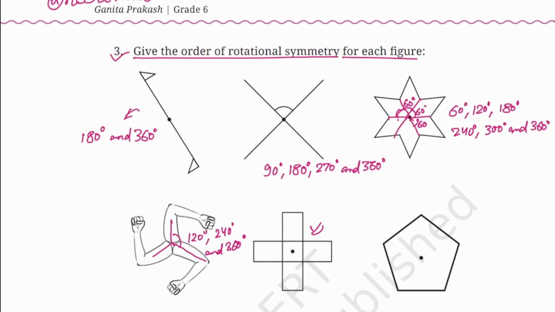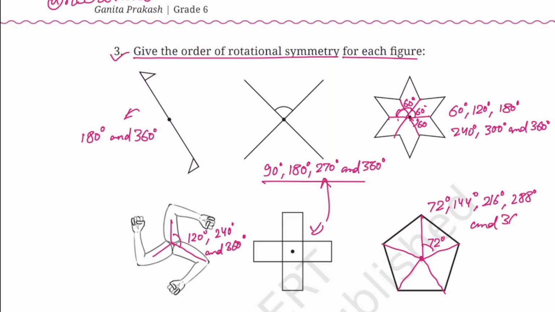Similarly, for this one, it will have 4 angles of symmetry, multiple of 90 degree, and for the last one, angles of symmetry will be 72 degree, 144 degree, 216 degree, 288 degree and 360 degree.